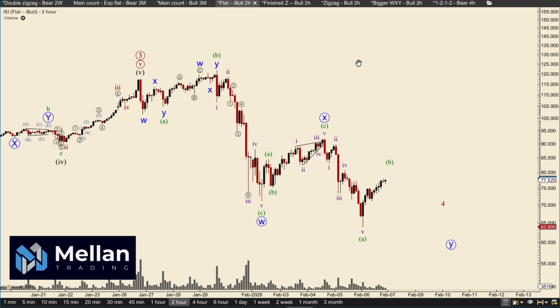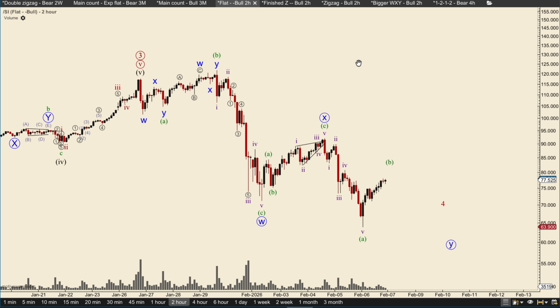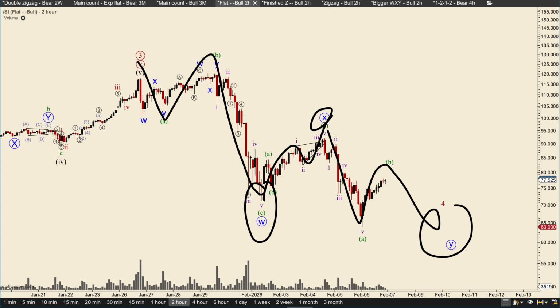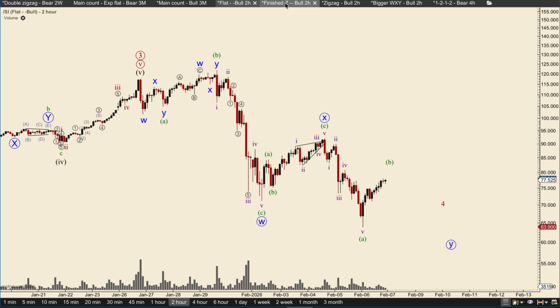Hello, let's take a look at my bearish and bullish scenarios for silver, starting with the bullish scenarios on the 2-hour chart. Here we counted this as a wave ABC in an expanded flat in a W, X, ABC in a zigzag, and then we move up, taking out this high and continue the trend.